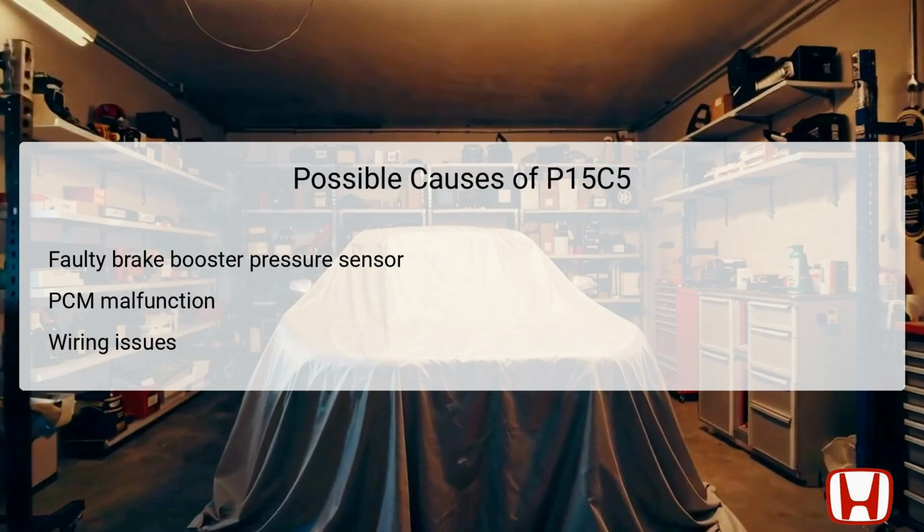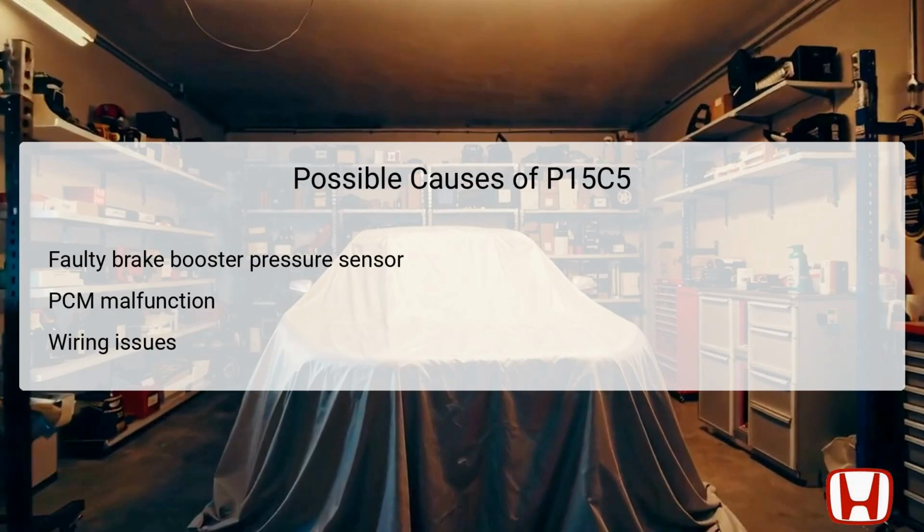Several factors may contribute to the emergence of DTC P15C5. A primary suspect is a faulty brake booster pressure sensor itself, which may not provide accurate readings due to internal failure or degradation over time. Another potential cause is a malfunction within the Powertrain Control Module, PCM, which processes the signals from various sensors and could misinterpret or neglect to recognize the sensor's data.